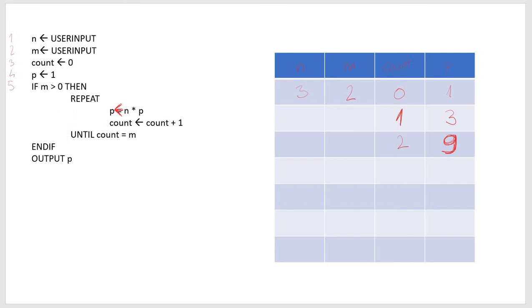And then we end the if statement here, and then we output the variable p. So your console on your computer would output the number 9 here, like that. All right.